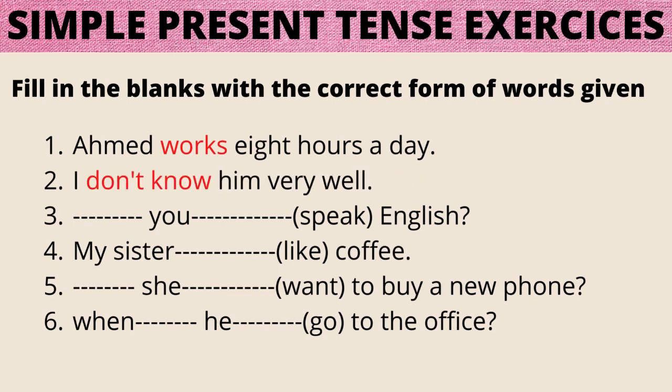Second sentence, we have I, not know. So here we have a negative sentence because we have not. So we need to add the helping verb do. Don't. So the sentence will be I don't know him very well.